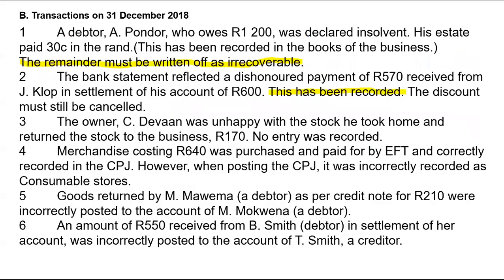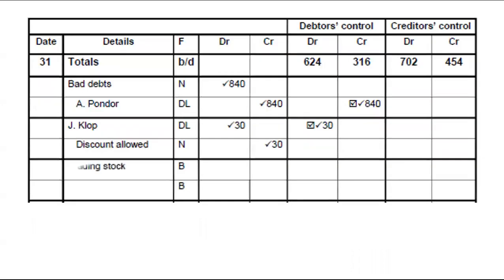Let's go to number three. The owner, C. Divan, was unhappy with the stock he took home and returned the stock to the business, 170. Note that when he took the stock home, we debited drawings, we credited trading stock. Now that he's returning the stock, we reverse this by debiting trading stock and crediting drawings. Let's move on.